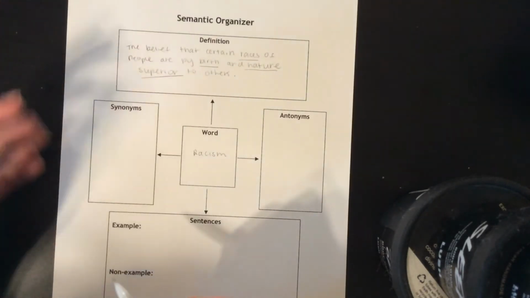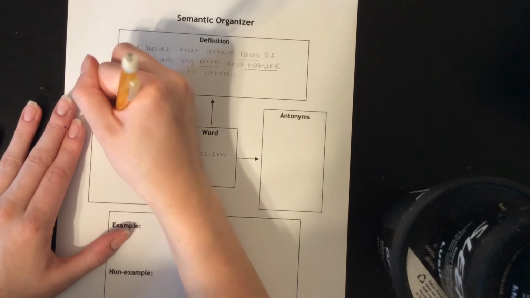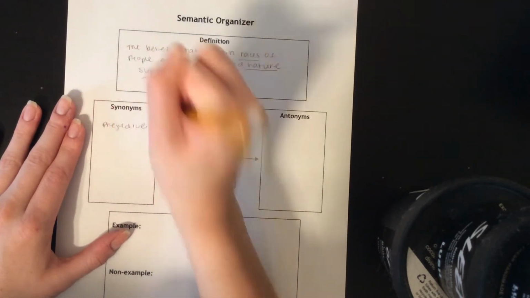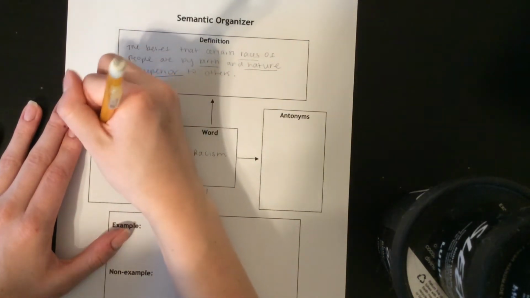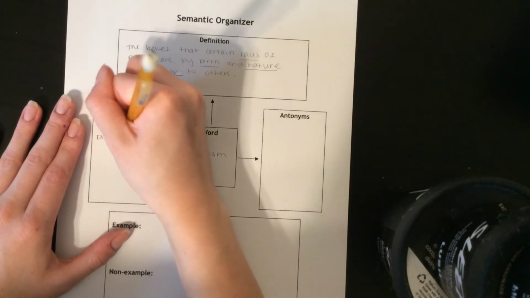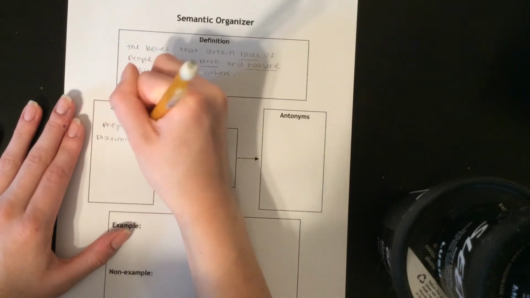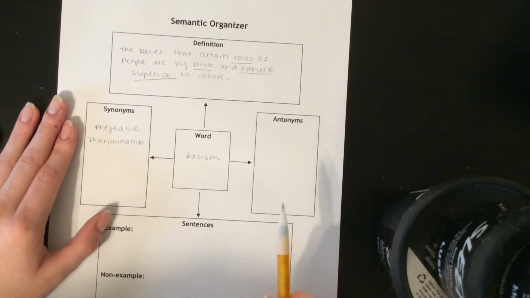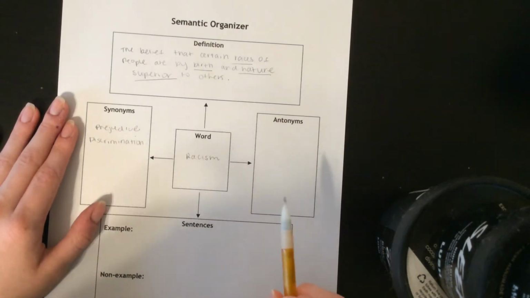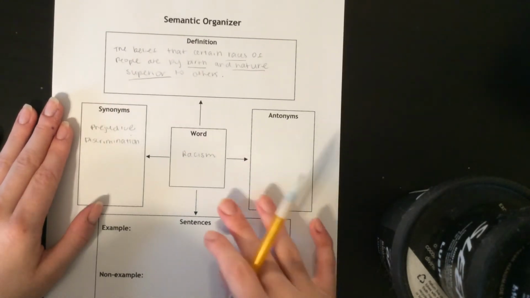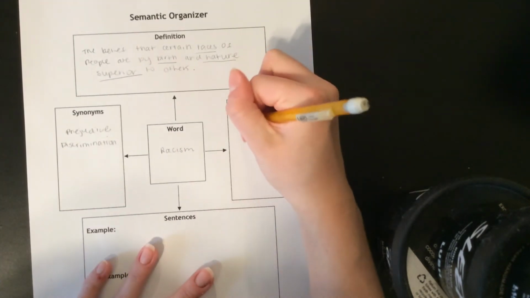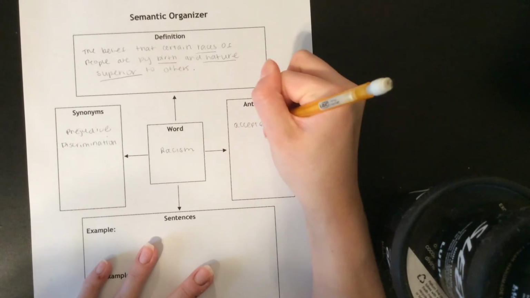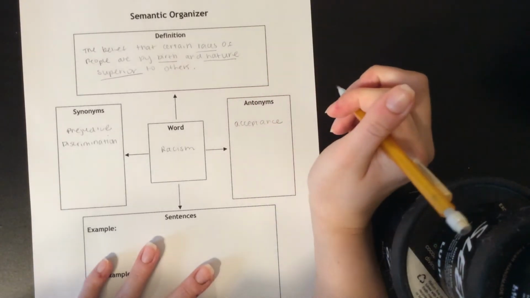So a synonym for racism could be prejudice or even discrimination. And then we would think, what are the opposites of racism and prejudice and discrimination? So some good words that students would be able to put in the antonym box are acceptance and integration.